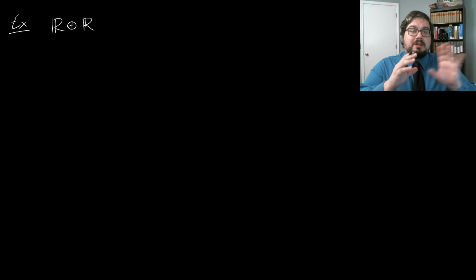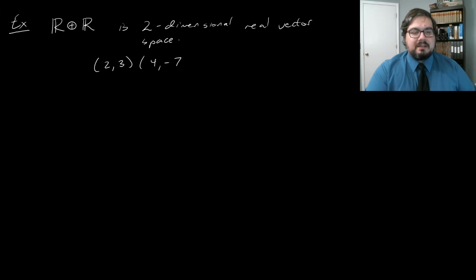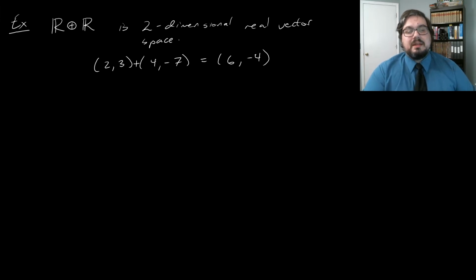but only within their own component. So the group R direct product with R is a two-dimensional real vector space. If I've got (2, 3) and operate on that with (4, -7), and in this case we usually do write the plus between them because essentially what we're doing here is just addition of vectors, this gives us (6, -4), because we just take the 2 and the 4 in the first coordinates, the 3 and the -7 in the second coordinates, and work on each side separately.